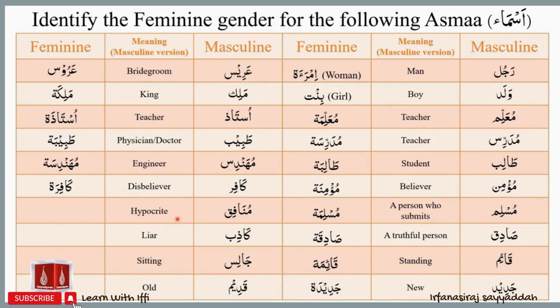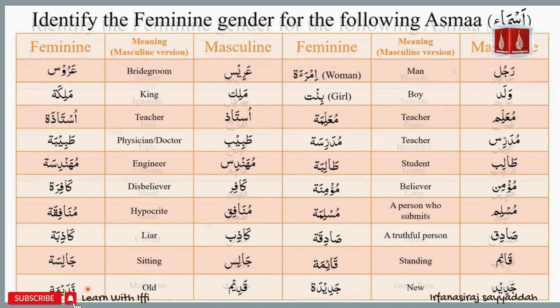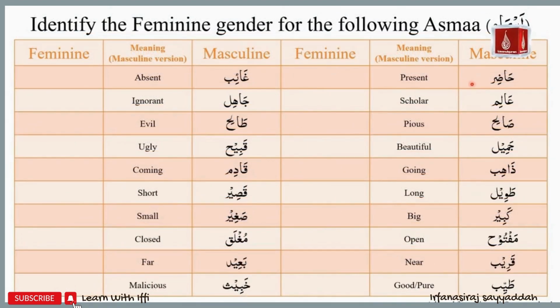Munafiq, which means hypocrite, will become Munafiqa. Kazib, or liar, will become kazibah. Jalis, which is a word used for sitting, the feminine version will be jalisa. Qadim, which means old, its feminine version will be qadima. Hazir, which means present, the feminine version will be hazirah.